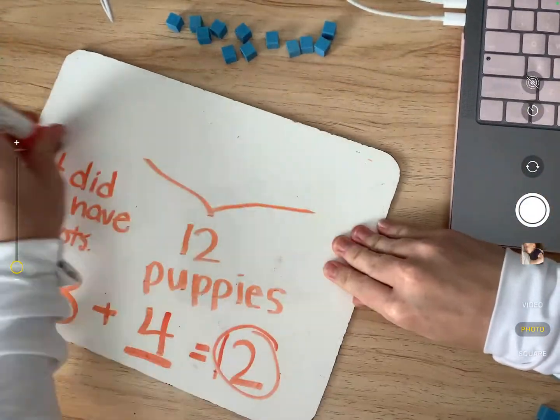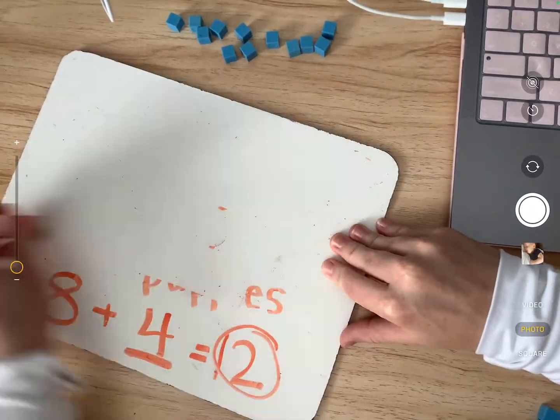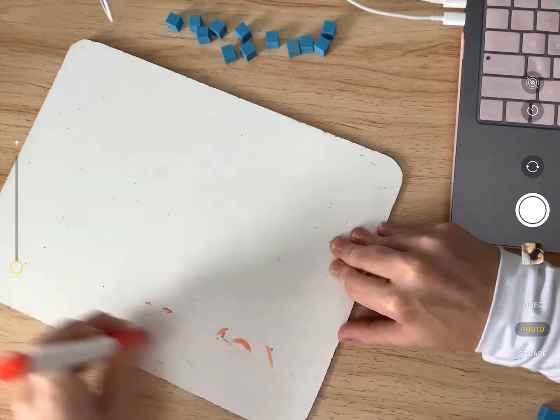I really need to get a tissue over here so that I don't have to erase with the top of this marker. It takes too long.